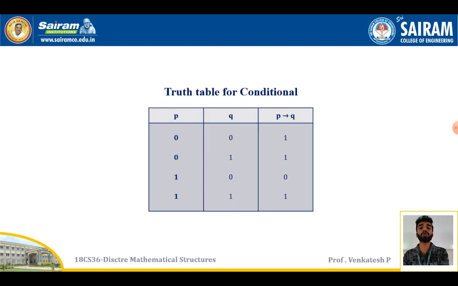So let me take the two propositions P and Q. The values for P are 0, 0, 1, 1, and for Q are 0, 1, 0, 1. Now I am going to define the conditional. For P0, Q0, the value will be 1. For P0, Q1, the value will be 1. But in the case of P is 1, Q is 0, going from true to false, it will be equal to 0. And for P is 1, Q is 1, the value will be equal to 1. I can conclude.